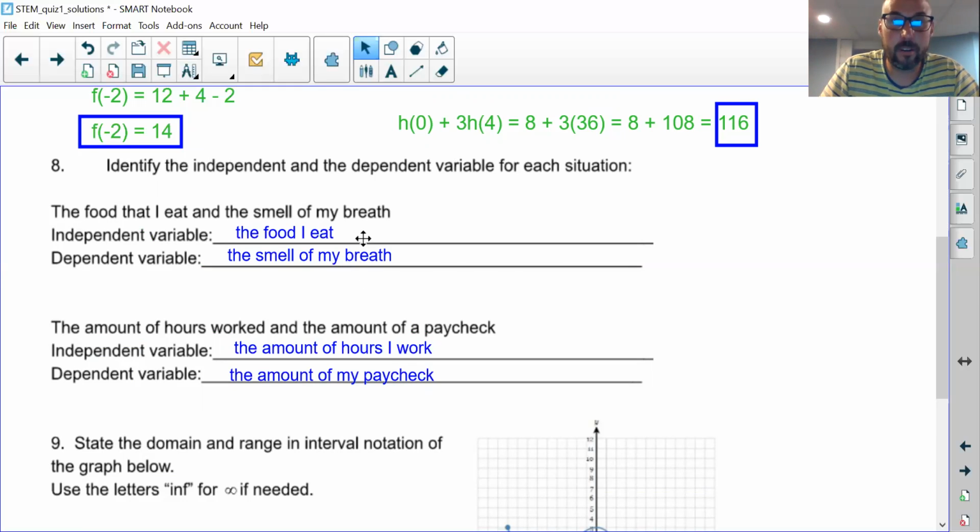If I ate a bunch of strawberries, my breath is going to smell like strawberries, etc. So it depends on what I eat. The smell of my breath depends on what I eat. And then the amount of my paycheck depends on how much I worked. So the amount that I worked is the independent variable that is influencing my paycheck.